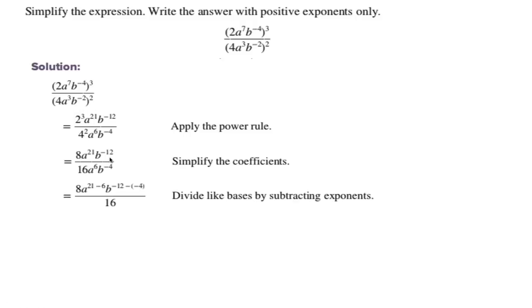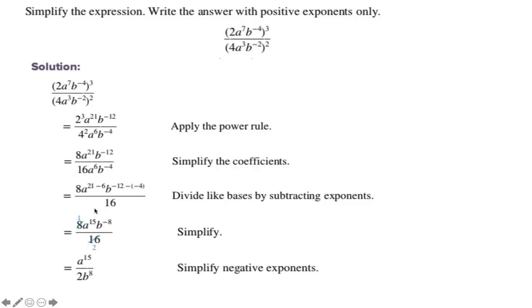And now we can simplify the coefficients. For example, 2 to the 3rd power is 8. 4 to the 2nd power is 16. And then now we can use the like bases. So a to the 21 divided by a to the 6. Subtract the exponent. 21 minus 6, and then negative 12 minus negative 4.